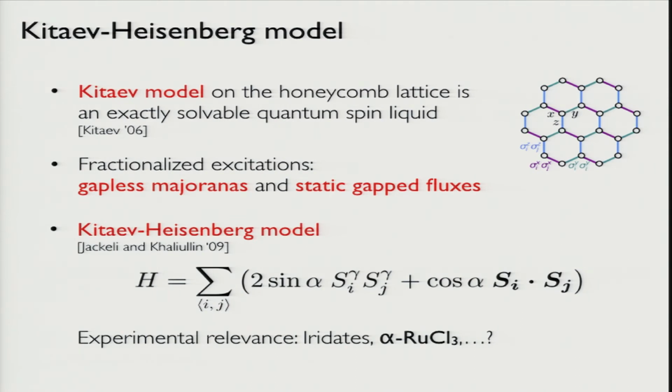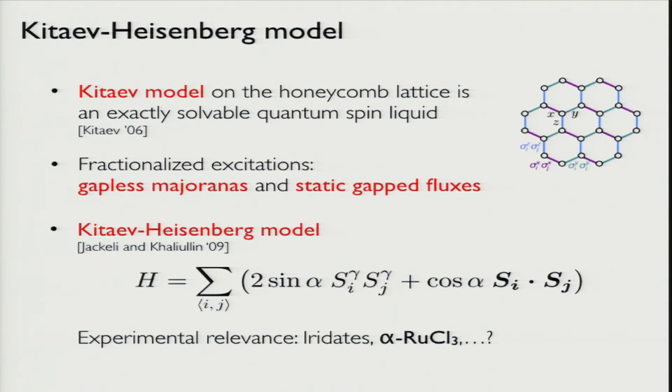At first glance this looked like an extremely theoretical model, but it was then argued by Jackeli and Khaliullin later on that in a certain approximation this model describes the physics in iridates, where, because of strong spin-orbit coupling, there exist very anisotropic couplings. And more recently, it has been argued that another material, alpha ruthenium chloride, might also be described by this physics. The minimal model to describe these systems would be the so-called Kitaev-Heisenberg model.